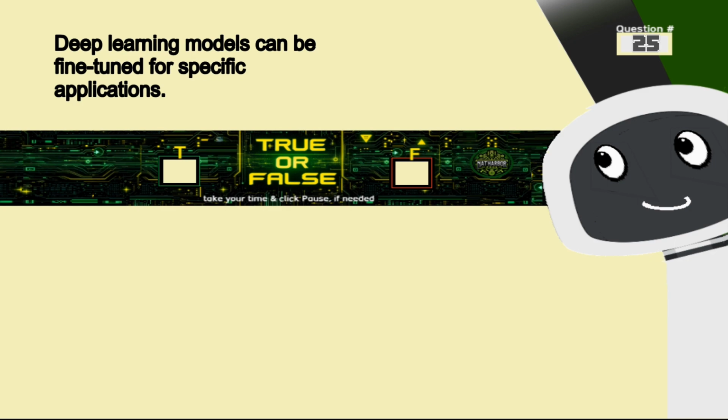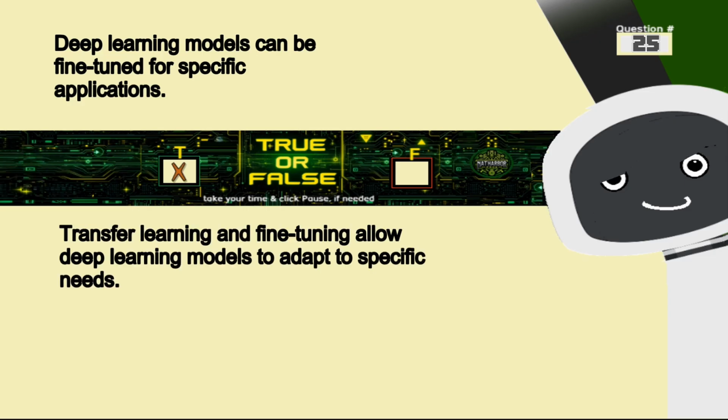True or false? Deep learning models can be fine-tuned for specific applications. That's true. Transfer learning and fine-tuning allow deep learning models to adapt to specific needs.